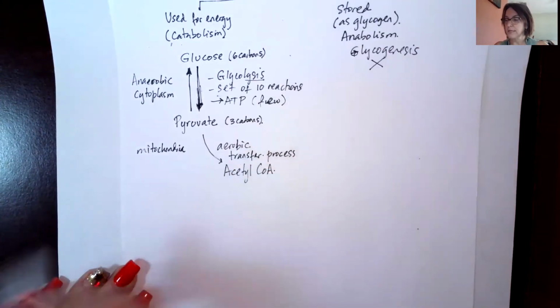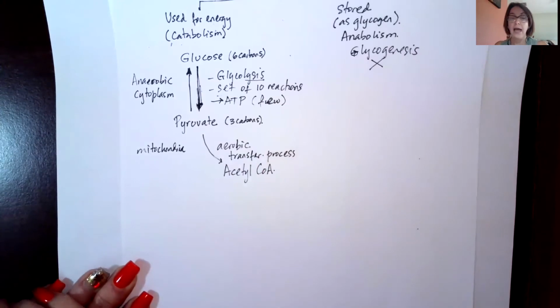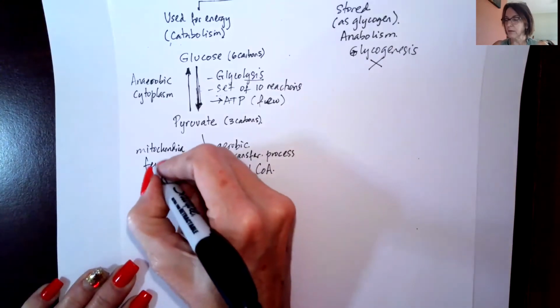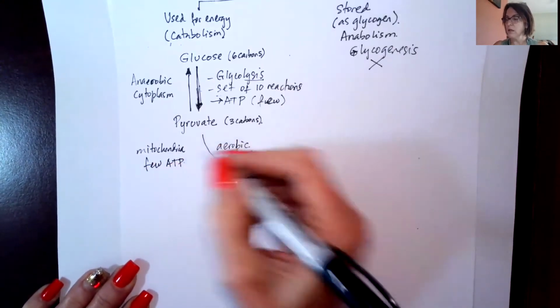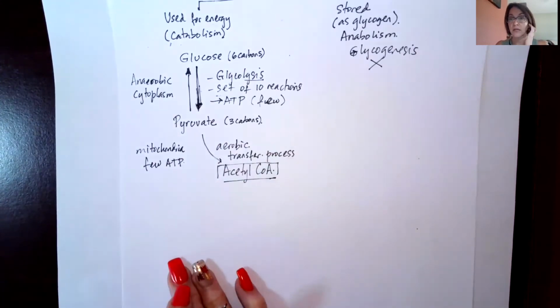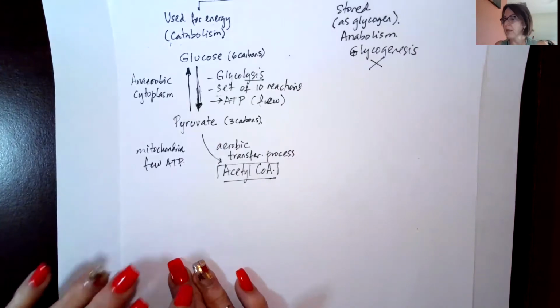It's aerobic, as I said, and it also provides few ATP. So the main goal here is just to get the acetyl CoA, which is the substrate or the starting point for the next pathway.